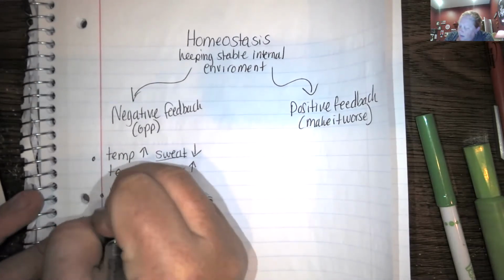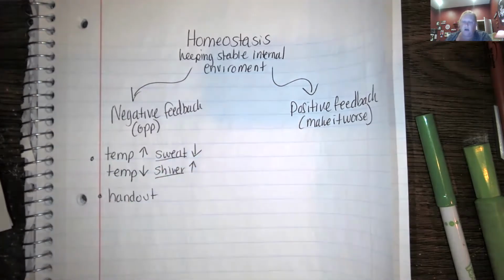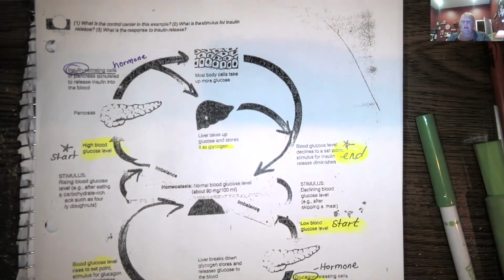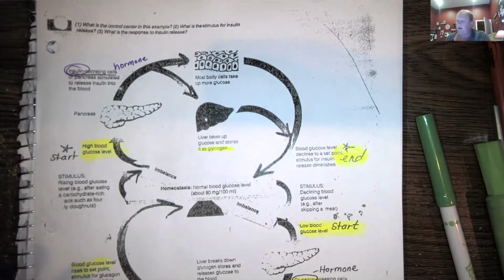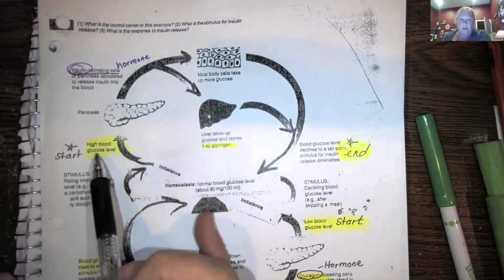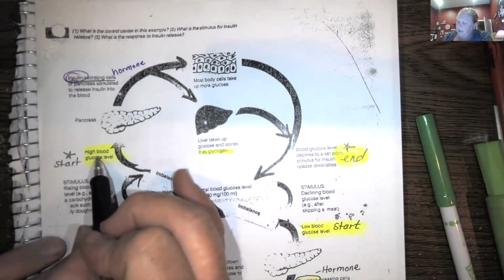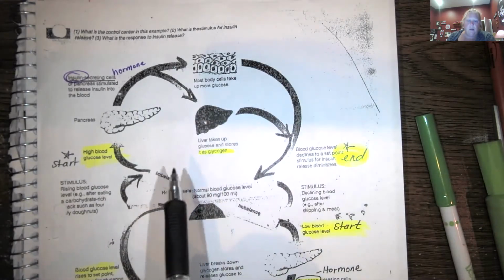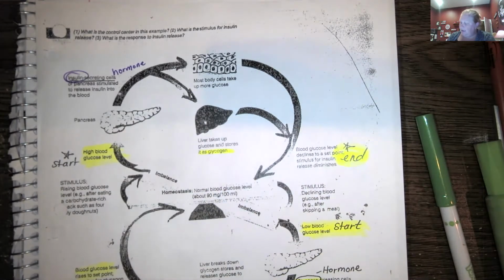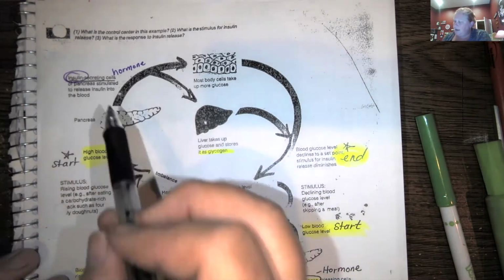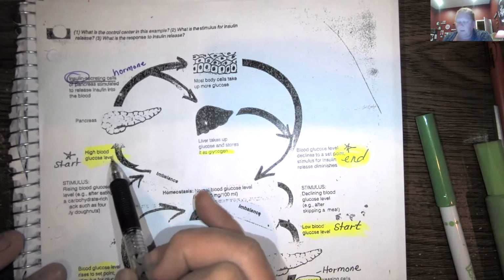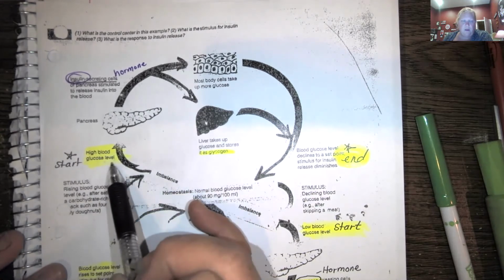Another example is in the handout that I have attached here, and it's on blood glucose levels. So let me show you this, and I have some highlighted areas. This might look really complicated, but this is one of my favorites. So here's the start, so I'll explain this. This is a high blood glucose level. This is really explaining diabetes versus hypoglycemia. So too much sugar is in the blood, okay? High blood glucose level, okay?